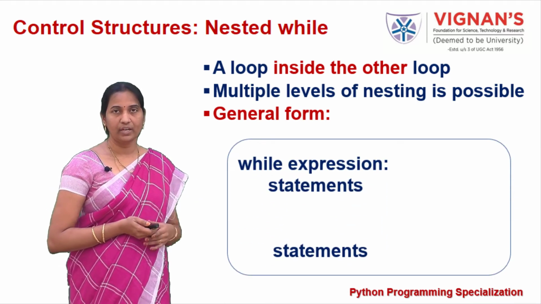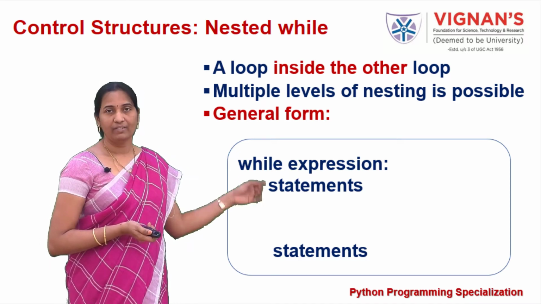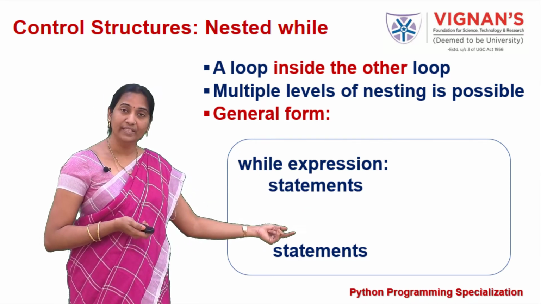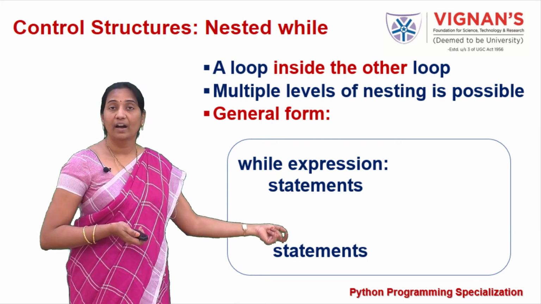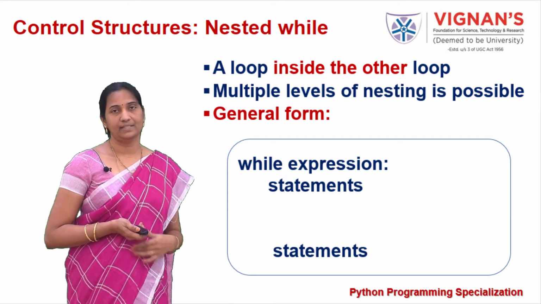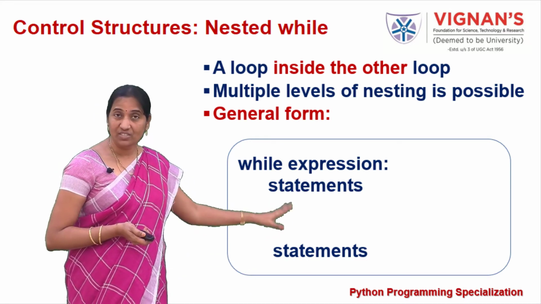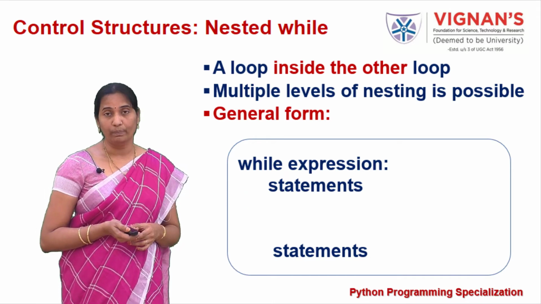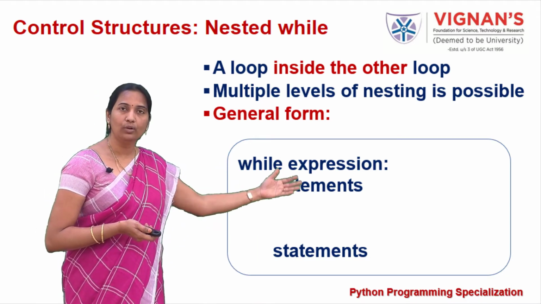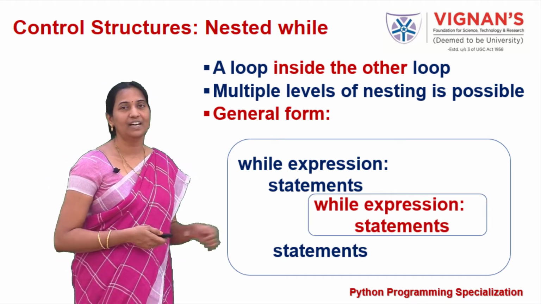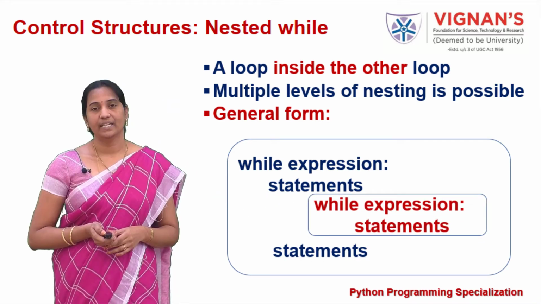So consider this general form of the while loop, while expression. There is a statement followed by, so in that gap I can have a while loop as part of the while loop, and then followed by another set of statements. So this is the normal while loop itself. I want to make this a nested loop. When I place one more while loop as part of this while loop, then it becomes a nested loop. So if you observe here, the while has now become a nested while loop.